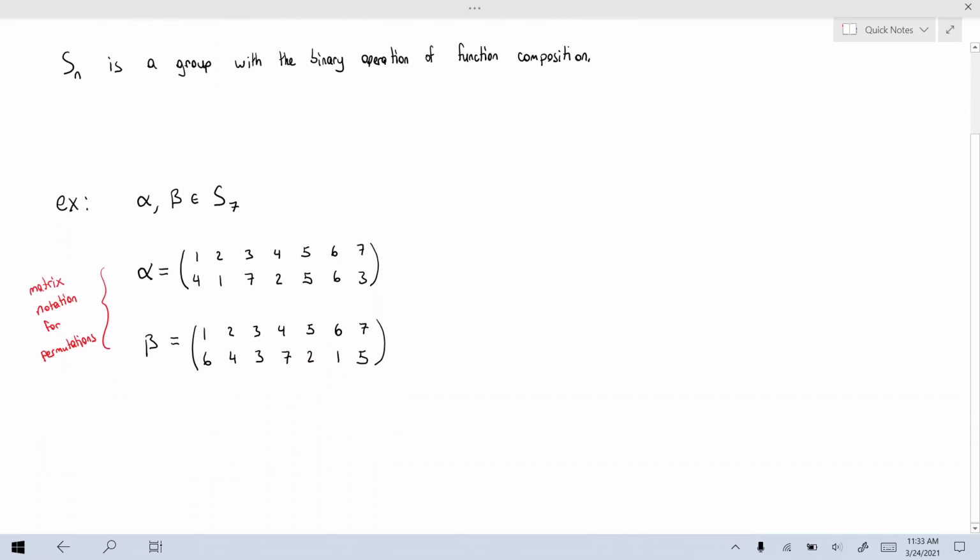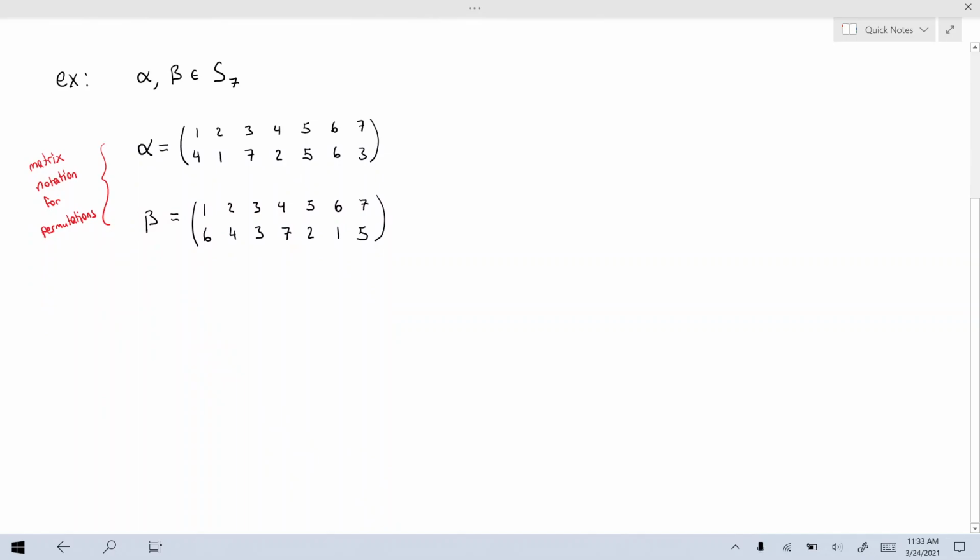So here I have the beginning of an example. I've got two permutations, alpha and beta, in S7. And here I've written out what the permutations are using what I call a matrix notation for a permutation. So to understand how to read what I've written here, this is saying that alpha maps 1 to 4, alpha of 2 is equal to 1, alpha of 3 is equal to 7, and so on and so forth, okay?